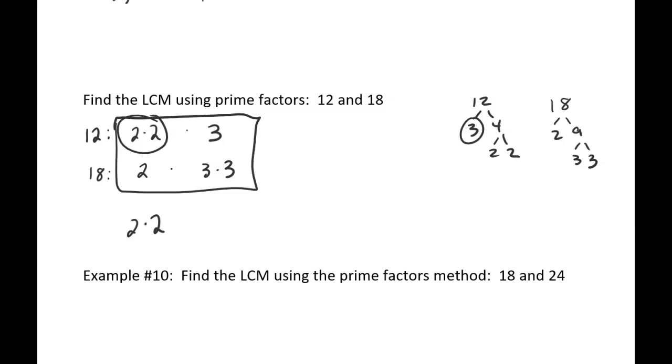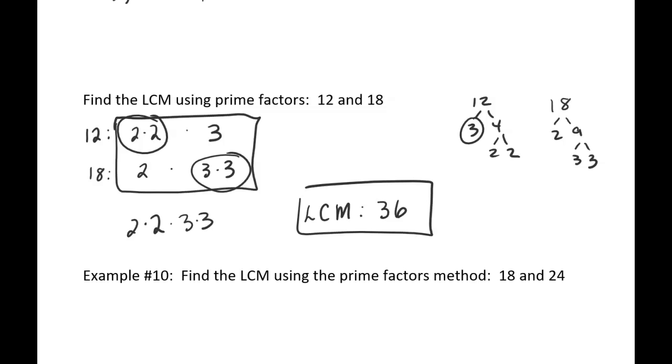Well, 12 has one 3, but 18 has two 3s, so you're going to have two 3s, otherwise you're not going to be able to get 18 in there. Now, so that looks like 3, 3. Therefore, 2 times 2 times 3 times 3 is going to be the LCM. So the LCM, in this case, is going to be 4 times 9, which is 36, which I think we knew that before, but that's where you get it. You get the 4 here, and the 9 here. 4 times 9 is 36.